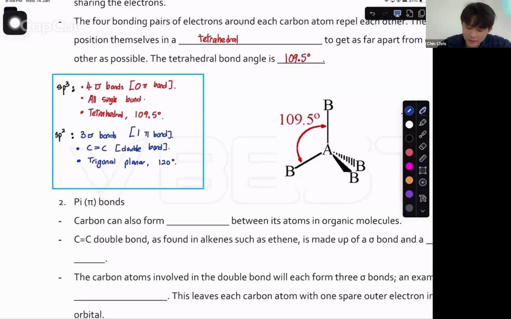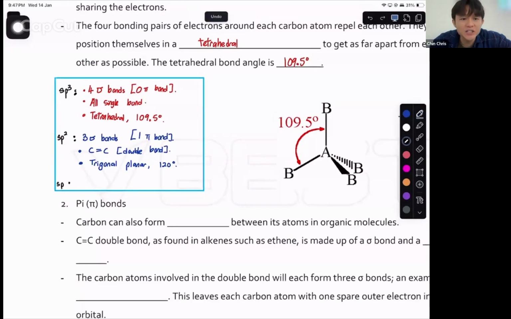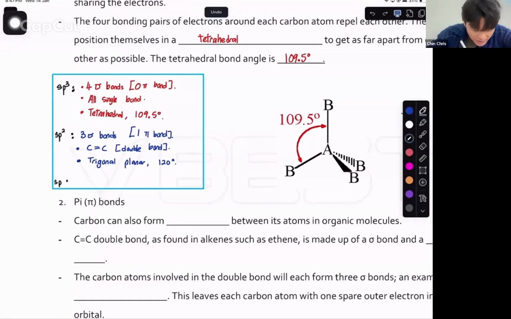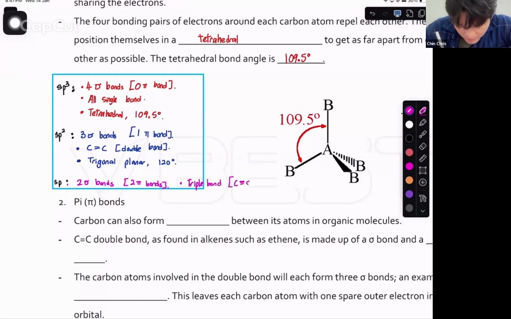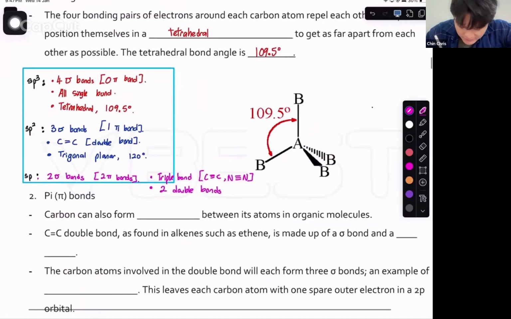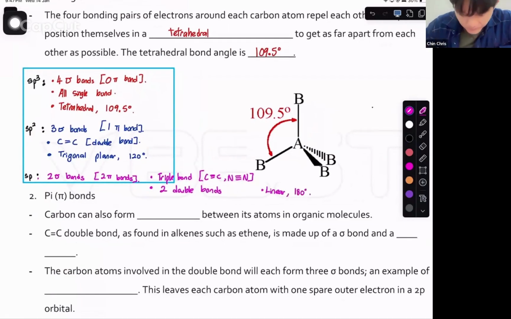All right, guys, next. Finally, we have sp. For sp hybridization, usually you have 2 sigma bonds and you have 2 pi bonds. Okay, so sp is for a triple bond, for example, C triple bond C, N triple bond N. Or it can be 2 double bonds. Okay, bond angle is linear, 180 degrees. That's it.